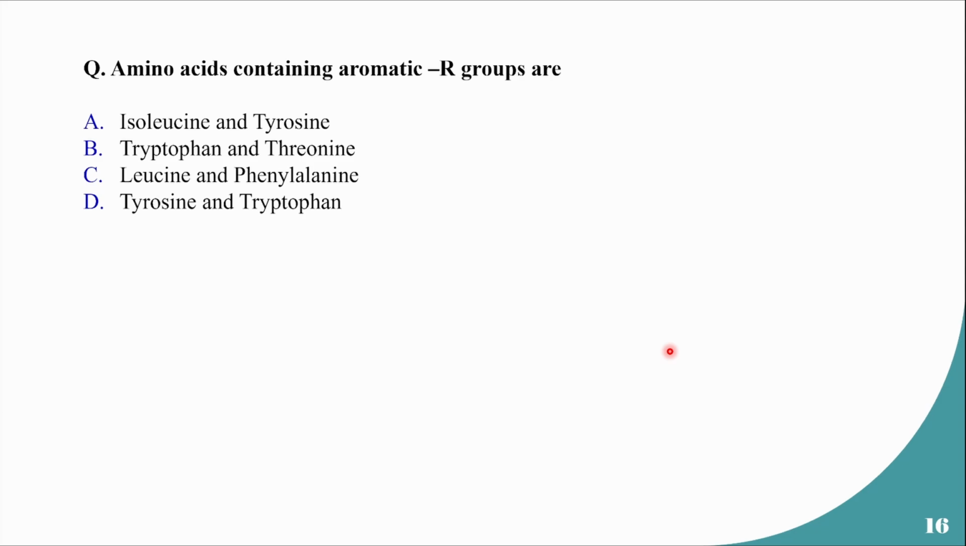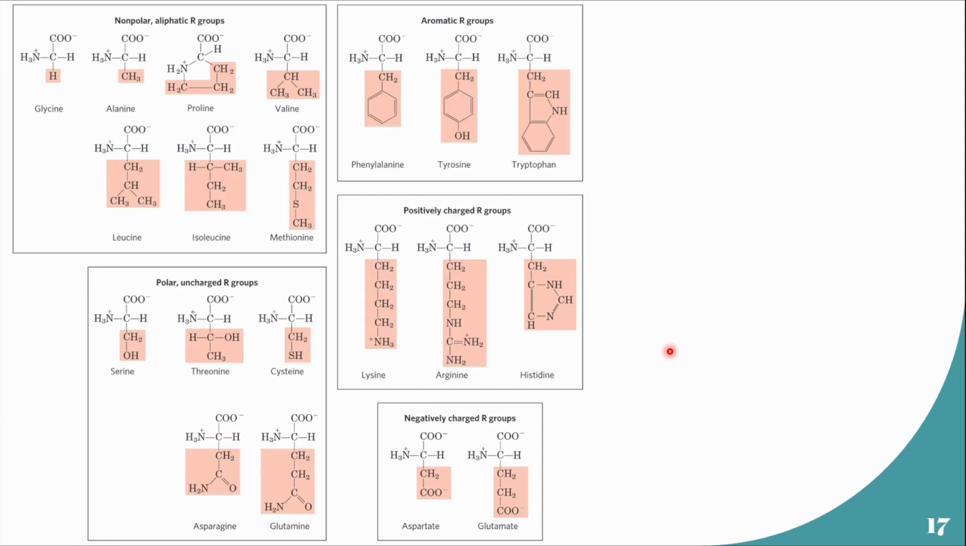So the answer to this question will be tyrosine and tryptophan, right? Now, if you look at the categorization of the different amino acids, you can broadly divide them into non-polar, aromatic, polar, positive charge, or negative charge R groups, right? R group containing amino acids. So here, if you look at this particular box, you'll see that phenylalanine, tyrosine, and tryptophan contain aromatic R groups, right?